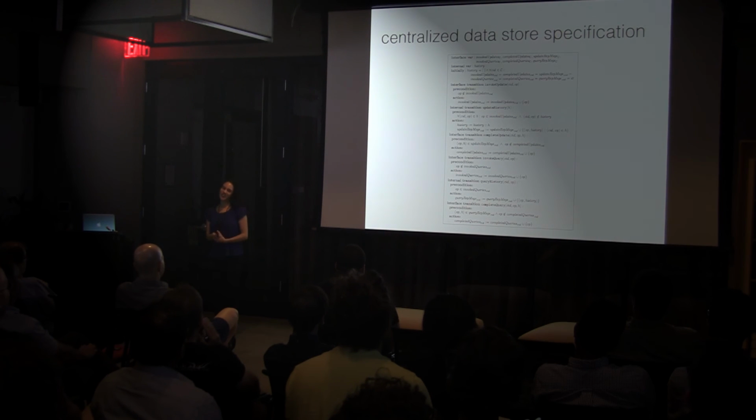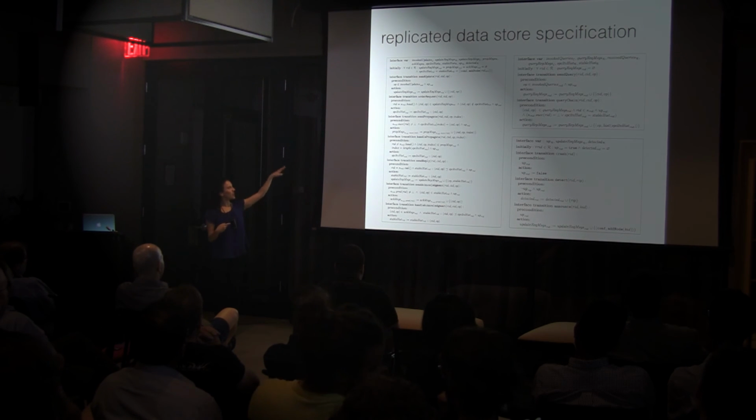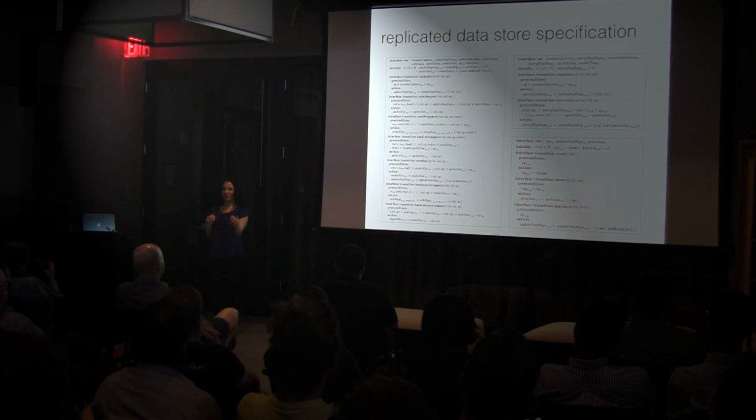Then we also write the specification for chain replication, which looks like this. And then for every transition here, we show that whenever state changes, they map to each other or they change in a way that they do not violate correctness and things like that.